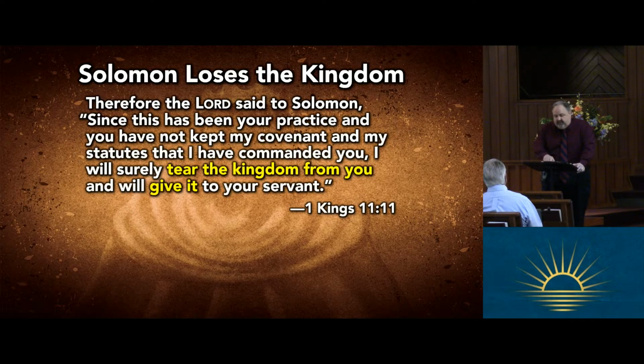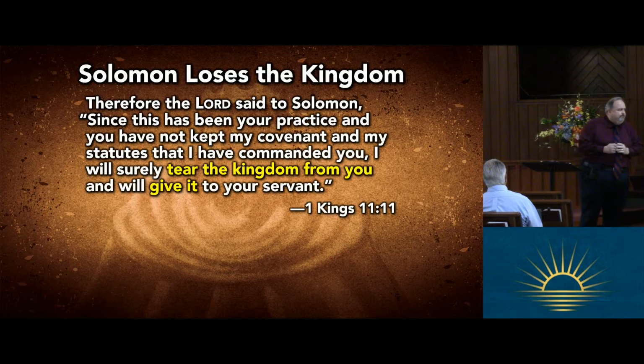Therefore the Lord said to Solomon, "Since this has been your practice and you have not kept my covenant and my statutes that I have commanded you, I will surely tear the kingdom from you and will give it to your servant." Does that sound a little familiar? This idea of tearing the kingdom and giving it to someone else?